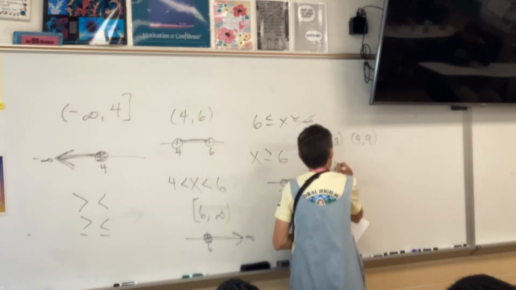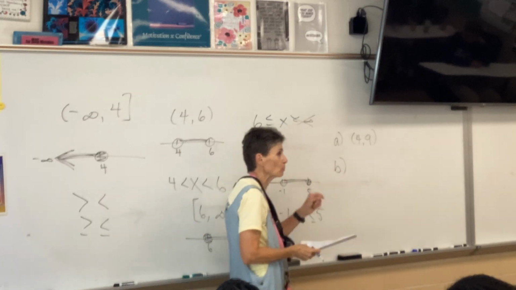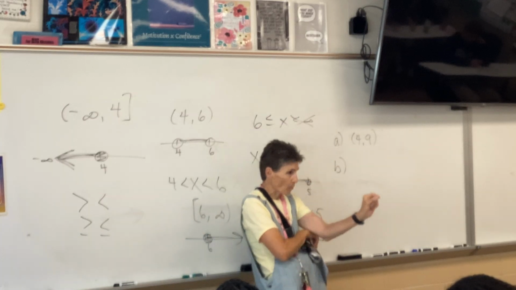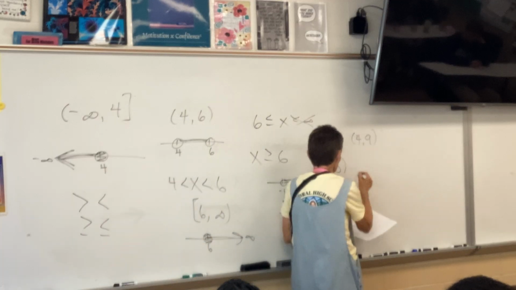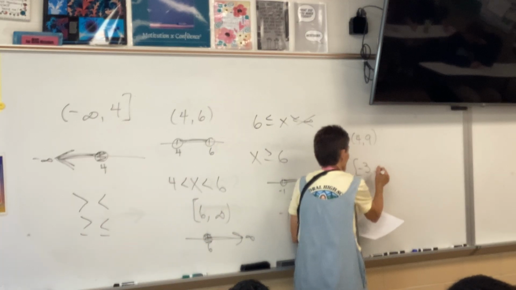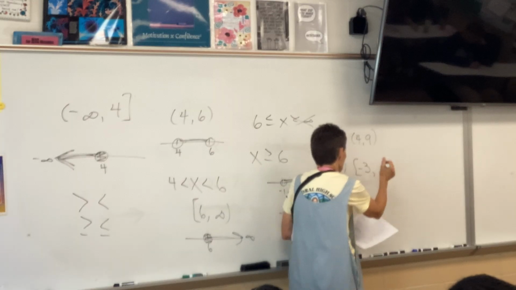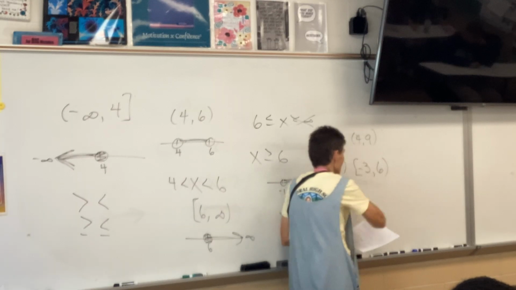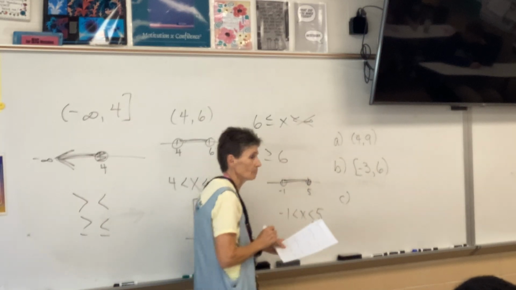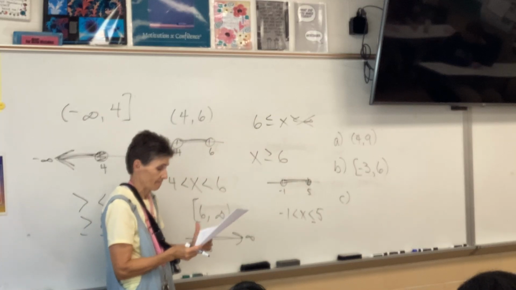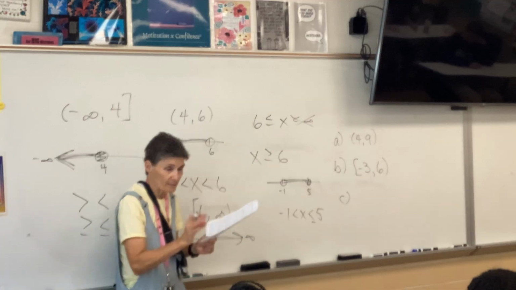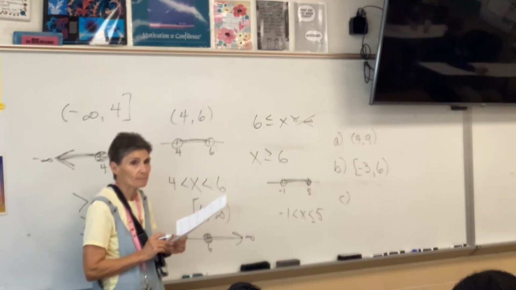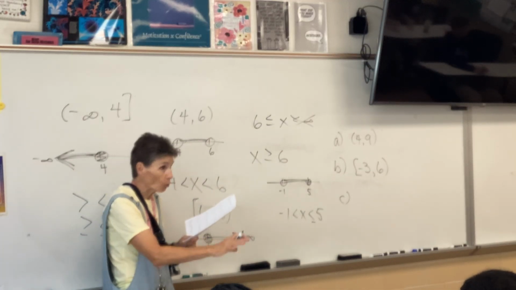How about B? Anybody have a thought on that? We're using parentheses or brackets. Bracket -3, comma, 6, parentheses. Beautiful. What's the bracket for? Or equal to, closed dot. Parentheses are open dot.